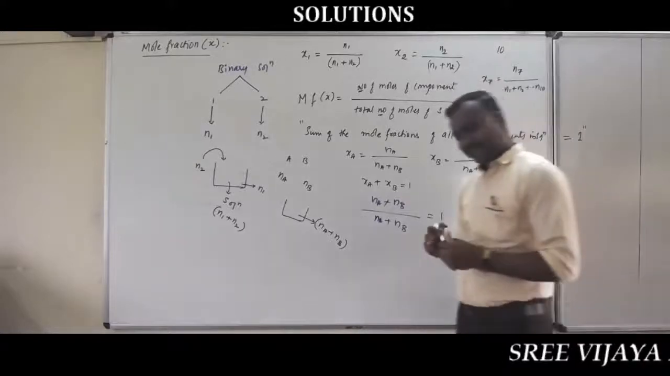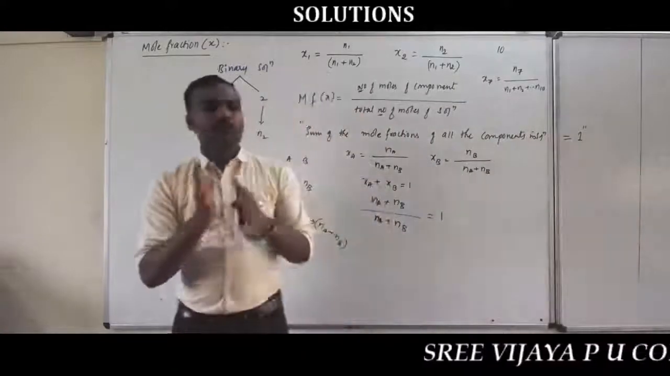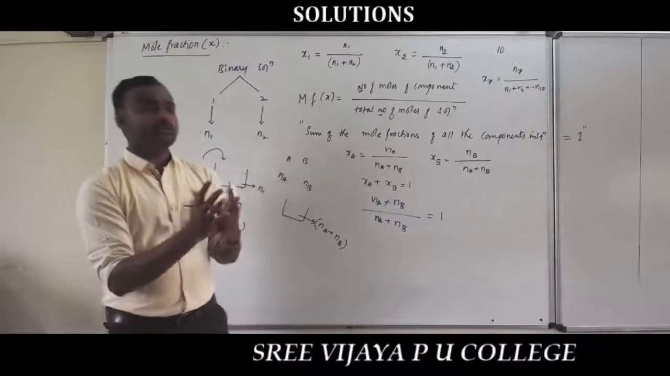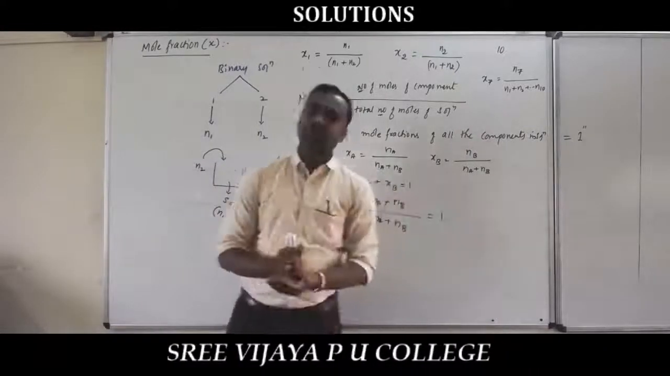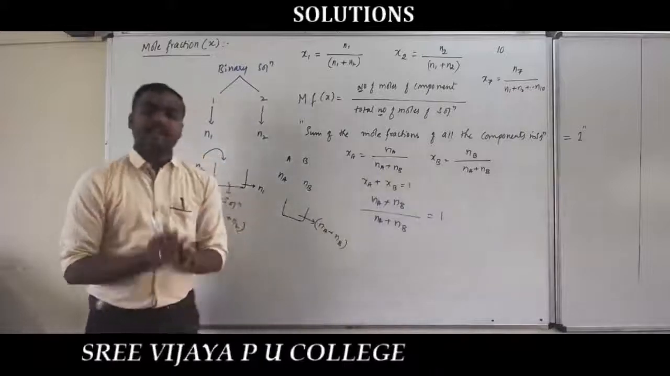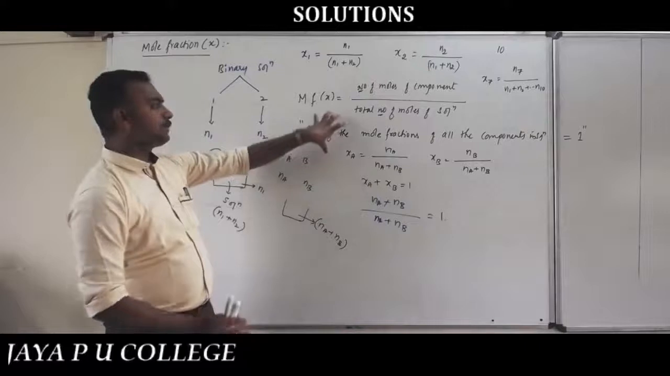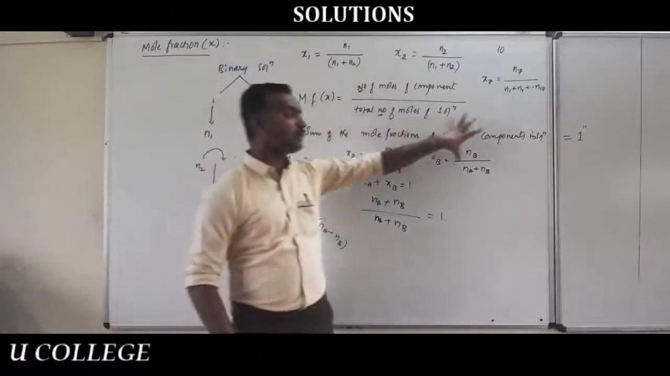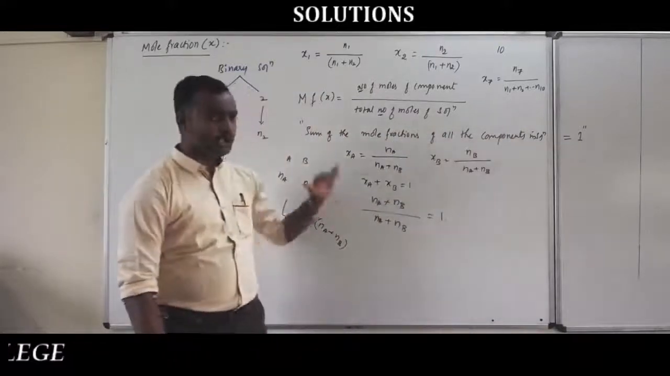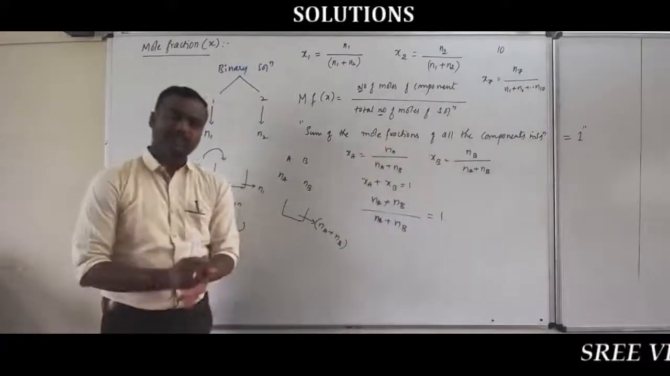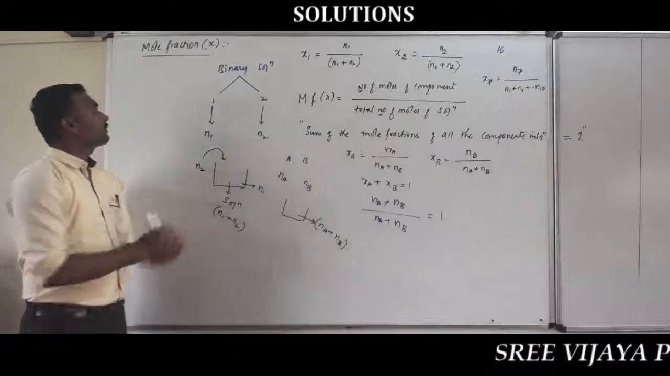So mole fraction means, in the total number of moles of the solution, how many moles of the component are there. That is the meaning of mole fraction. It is dimensionless, and it is defined for a component, not for a solution. And one more important thing is that the sum of the mole fractions of all the components in the solution is always equal to 1. This is very useful for doing problems in competitive exams as well as in theory. So that's about the mole fraction.